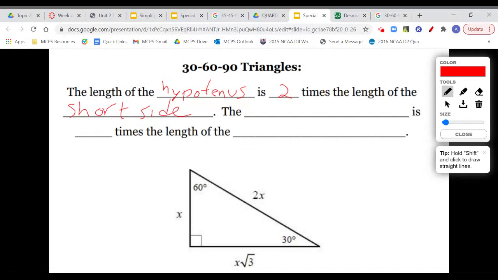And again, remember the short side is always going to be the side across from the 30-degree angle, because the 30-degree angle is smaller, so it makes the distance between those two sides that make it up a little bit smaller. So this is going to be our shorter side, and the hypotenuse is twice the length of that side. So if this is x, the hypotenuse is 2x.